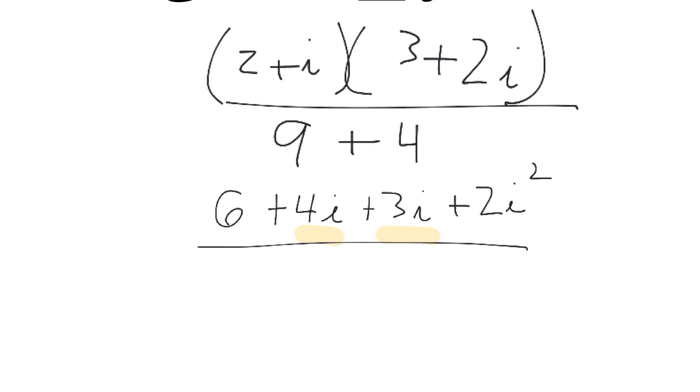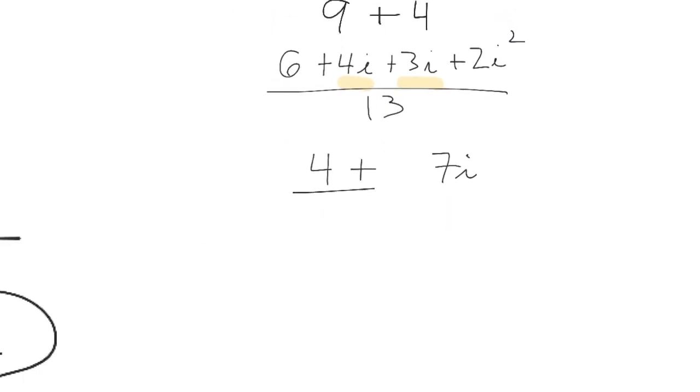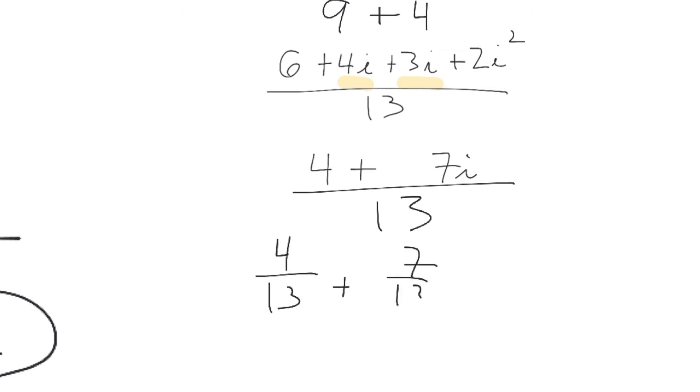Combining the like terms, you get 4i plus 3i, which is 7i. And 2i squared turns into negative 2, so 6 plus negative 2 is positive 4. 4 plus 7i all over 13. And if you break it up into a plus bi format, it becomes 4 over 13 plus 7 over 13i.